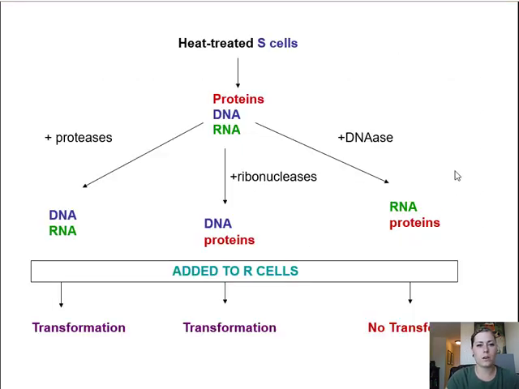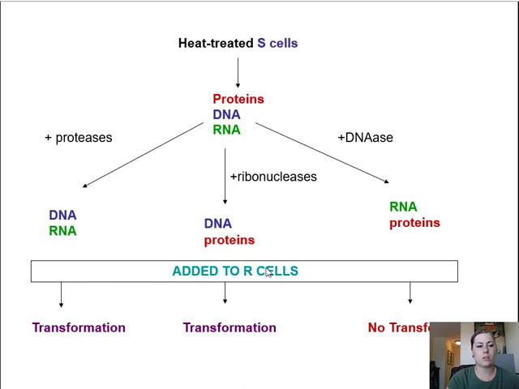Now this is what their methodology map, if you want to call it, looked like. So they took heat-treated S cells, and they isolated proteins, DNA, and RNA, and then they used enzymes that would specifically degrade one component out of each of these three mixtures. So over here on the left, they degraded the proteins, and with DNA and RNA, they were still able to get a transformation. So the mice would die, and the DNA of the S strain was able to be passed.